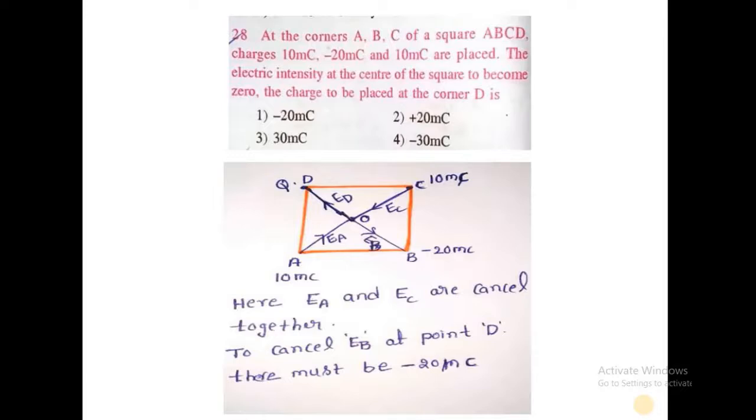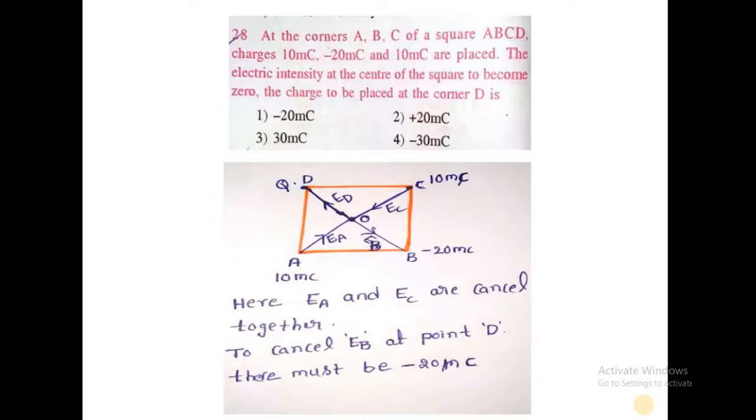Next problem: at the corners A, B, C of a square ABCD, the charges 10 millicoulombs, minus 20 millicoulombs and 10 millicoulombs are placed. For the electric intensity at the center of the square to become 0, the charge to be placed at the corner D is? In this situation, there is a square ABCD. At A, we placed 10 millicoulombs and at B, we placed minus 20 millicoulombs. At C, 10 millicoulombs. At D, there is no charge. We have to place some charge at D. Due to this charge, the electric field at the center of the square must be 0.